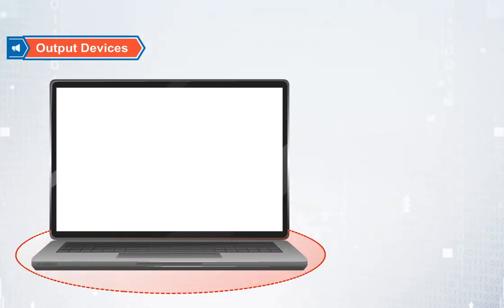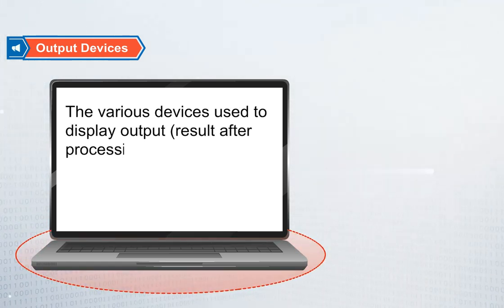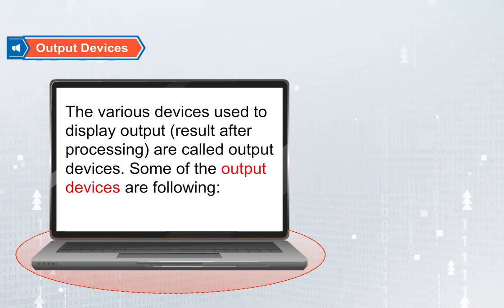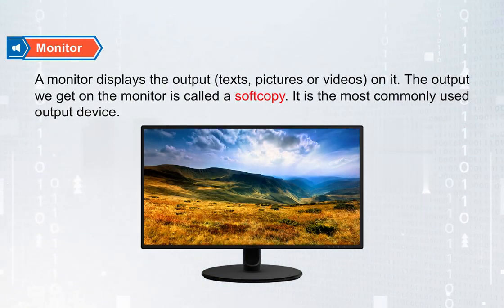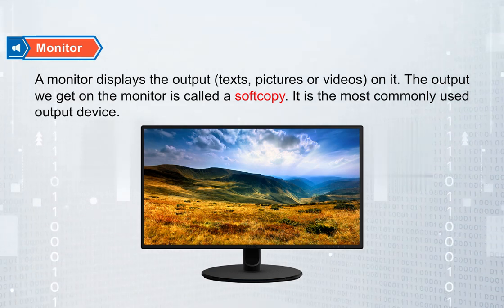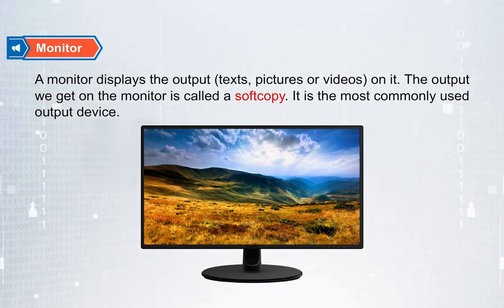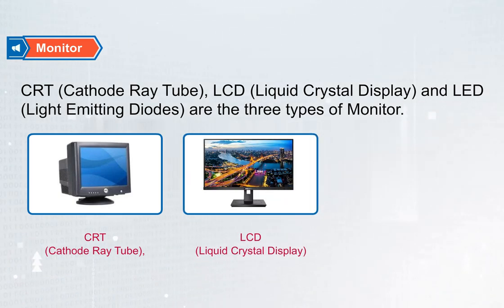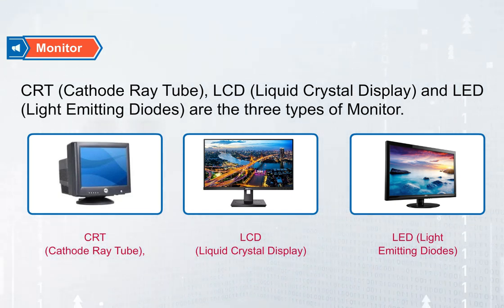Output devices. The various devices used to display output result after processing are called output devices. Some of the output devices are following. Monitor. A monitor displays the output, texts, pictures or videos on it. The output we get on the monitor is called a soft copy. It is the most commonly used output device. CRT, cathode ray tube, LCD, liquid crystal display, and LED, light emitting diodes, are the three types of monitor.